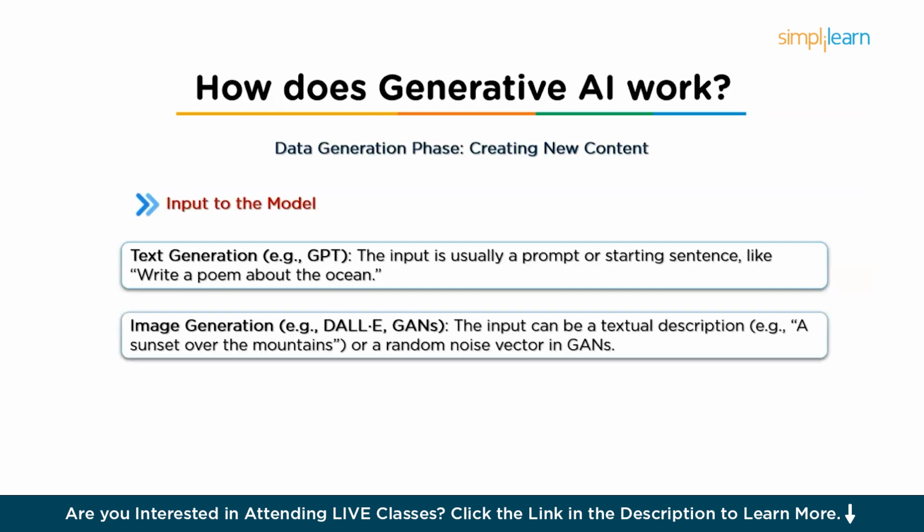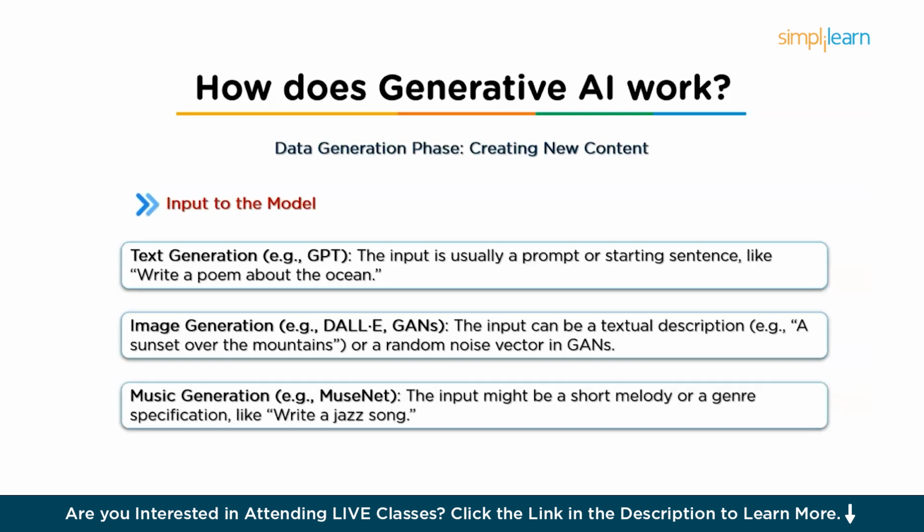And next we have image generation. For image generation, for example in DALL-E or GANs, the input might be a textual description of what the image should look like, what kind of image you want to generate. For example, it could be something like "a sunset over the mountains with a clear sky." In GANs, the input could also be a random noise vector, which the generator uses to create a detailed image. And then we have music generation like MuseNet, where the input might be a short melody or a genre specification, like "write a jazz song," and the AI will then produce a full musical composition in that style.